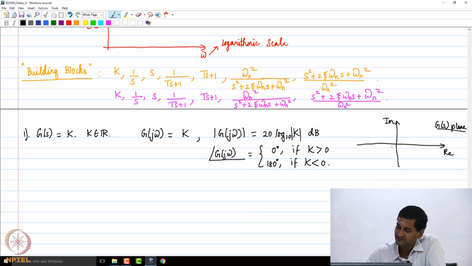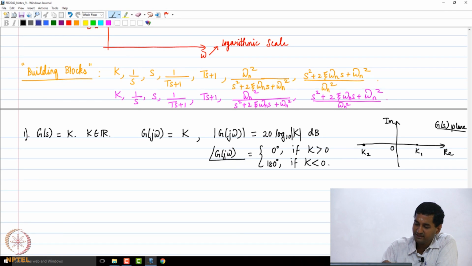because I am plotting this factor. Let us say I have k to be positive, you can immediately see that the phase is 0, right? On the other hand, if I consider a k which is negative, you can immediately see that the phase is going to be 180 degrees, right? So, it really depends on the sign of k.